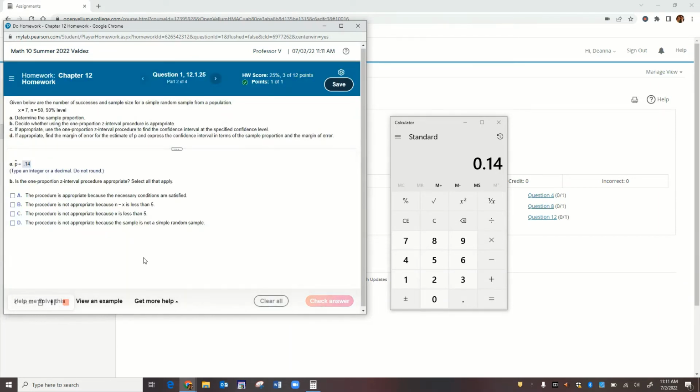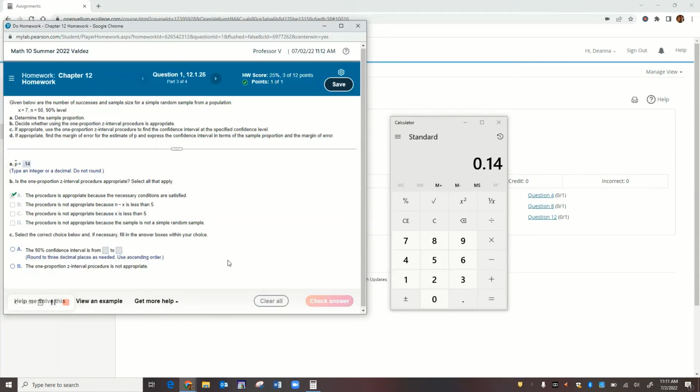And then B, is the one proportion Z interval procedure appropriate? Select all that apply. A, the procedure is appropriate because the necessary conditions are satisfied. Notice they told me here we collected the data from a simple random sample. X is 7, so that's sufficiently large. Remember, n times p or X has to at least be greater than or equal to 5. And the rest say it's not appropriate, but that's not true. It is appropriate.